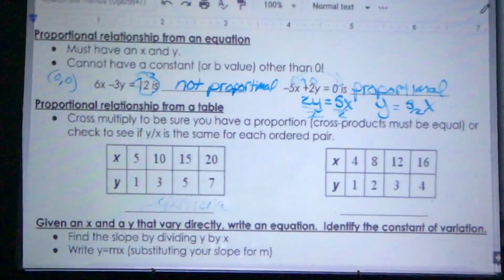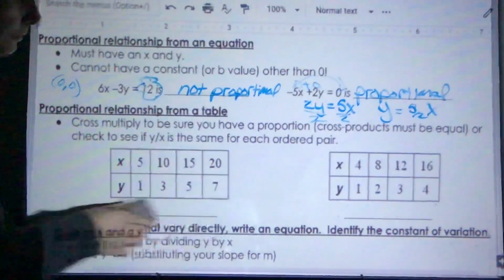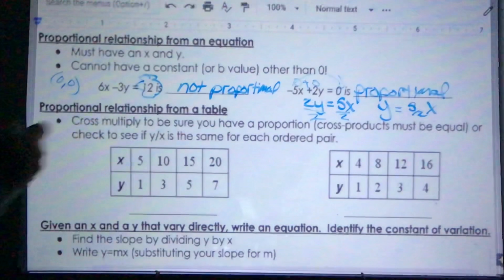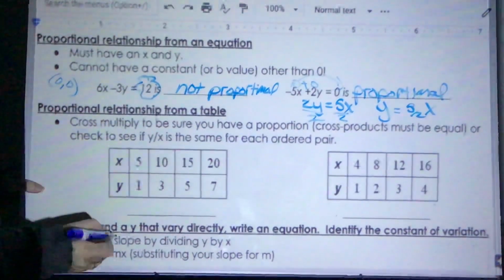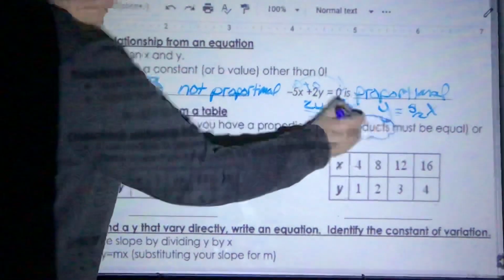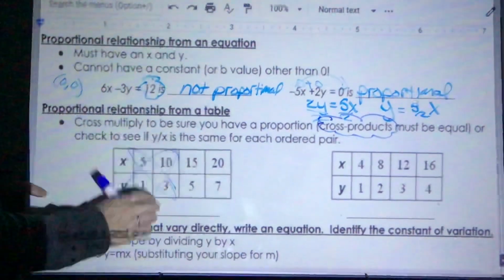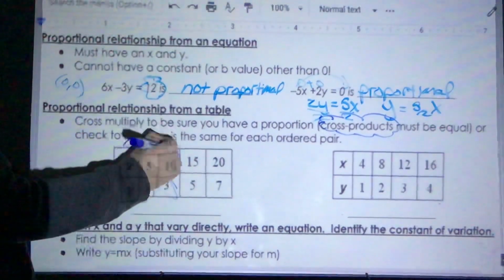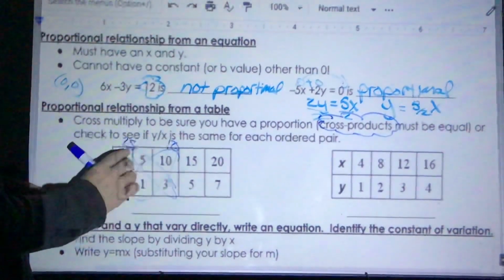Now from a table, this is where most of you had the most trouble when it came to linear equations, so we want to make sure you're getting this. There are two ways to do it from a table. One way is what we call cross products. If you do your butterfly and you get the same answer, so I'm going to do a butterfly here. 5 times 3 is 15. 1 times 10 is 10. This one's not proportional because I didn't get the same exact answer.